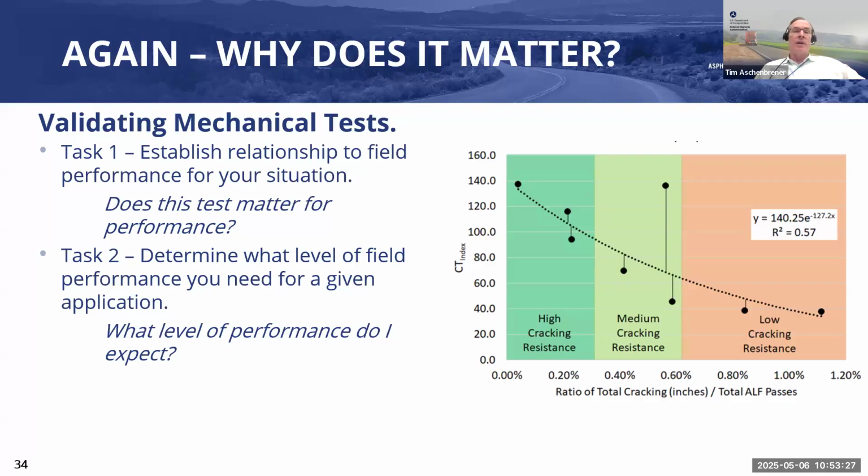And this data shown here is from the ALF, the Accelerated Load Facility, at our Turner-Fairbank Highway Research Center. The actual CT index from those test sections and the amount of cracking on those test sections are shown. It's an accelerated load facility, so it was in place only for a relatively short period of time, not many years, only many months. But generally, we see a good correlation, with the higher CT indexes giving high cracking resistance and the lower CT indexes giving low cracking resistance.